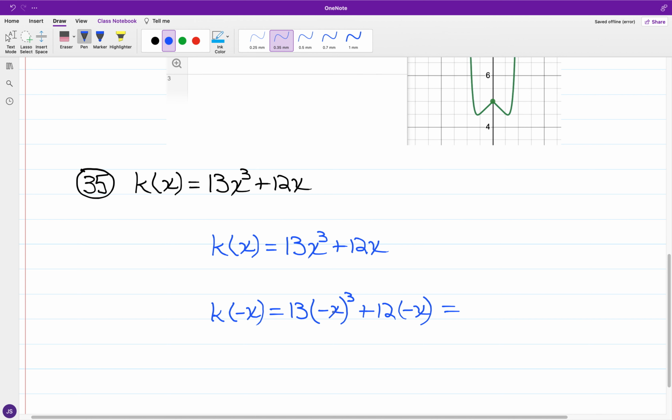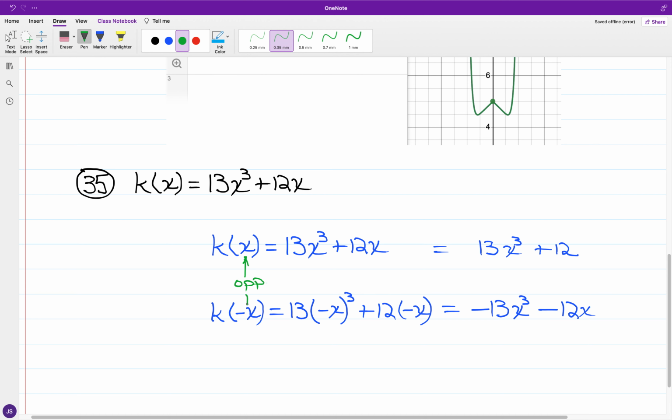And okay, now odd powers of negatives will still result as negatives. So we'll have 13 times negative x cubed. And so this will become negative 13x cubed. And 12 times negative x, so this will be a minus 12x. And looking at how the outputs relate, originating from x and negative x.